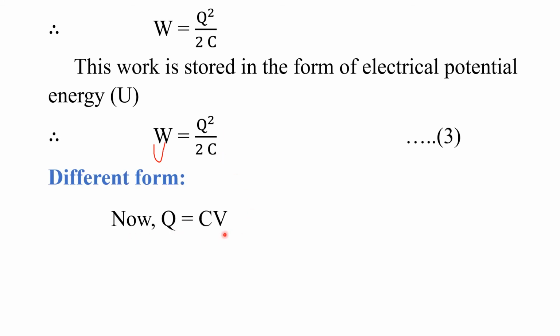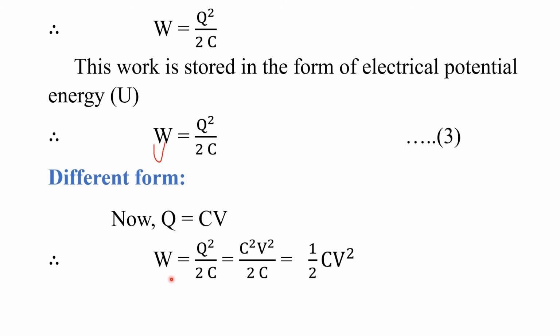We know that Q is equal to CV. Therefore, U is equal to Q square upon 2C. Put the value of Q as CV, we get C square V square upon 2C. One C gets cancelled, giving half CV square. This is the second form. For the third, put CV is equal to Q, we get half QV. So this is from the first, this is from the second, and this is from the third. This is the electrical potential energy which is stored in the condenser.